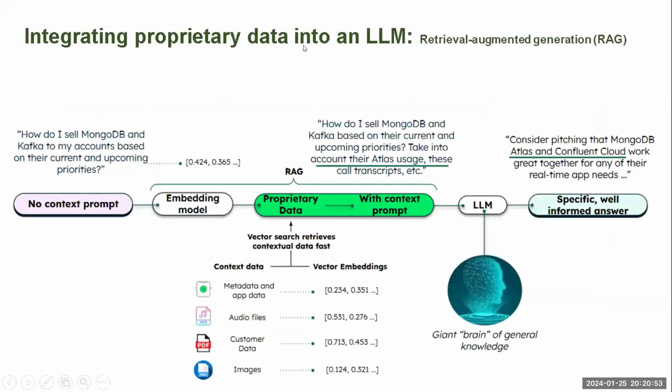Now, integrating proprietary data into an LLM. I think it's the same thing in a different way. We will have some queries, pass them through the embedding model, and then that data will be saved in some vector DB. That data may be any metadata and app data, audio files, image files, text files, anything. Then we do the prompt engineering, pass it to the LLM, and then we get the specific answer for the query that was asked by the user.